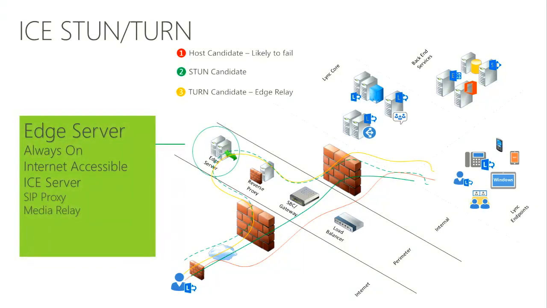So here's that edge server, and this is the substitution for the ice cream cone and the lightning bolt that I was able to still put in. It's always on, it's internet accessible, it's our ICE server, it's our SIP proxy and media relay. That's what the ICE server is. It's that SIP proxy for signaling, registration, all that great stuff that happens in band. Then it has our media requirements for traversing the firewall.